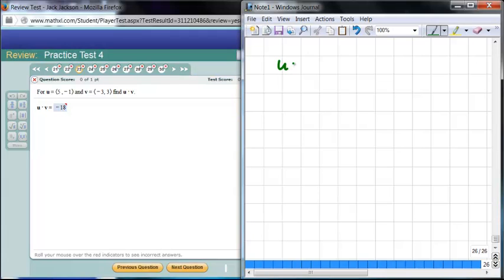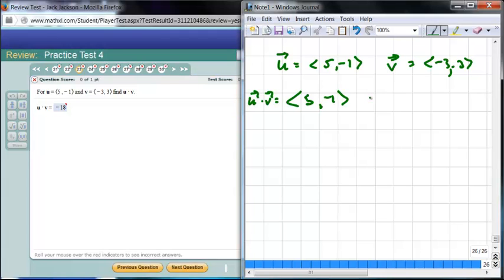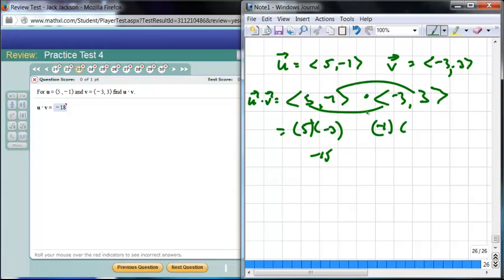Okay, so u is 5, negative 1. v is negative 3, 3, and we want the dot product. Dot product is pretty easy. So u dot v, 5, negative 1, dot, negative 3, 3. All we do is we take the 5 times the negative 3 to get negative 15. We take the negative 1 times the 3, which is negative 3, and add those together, and we get negative 18, and it is a scalar.